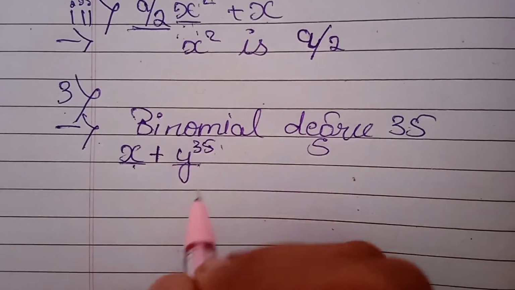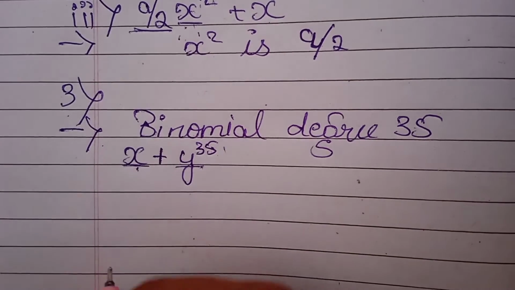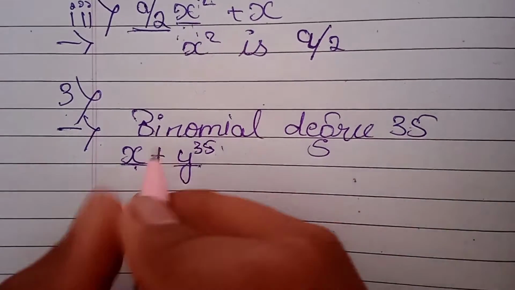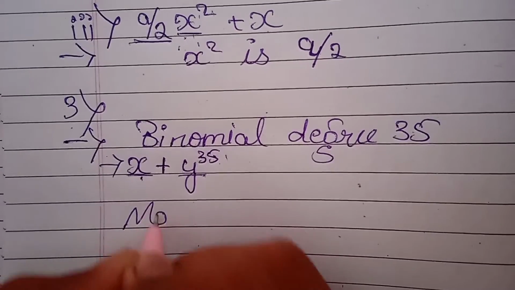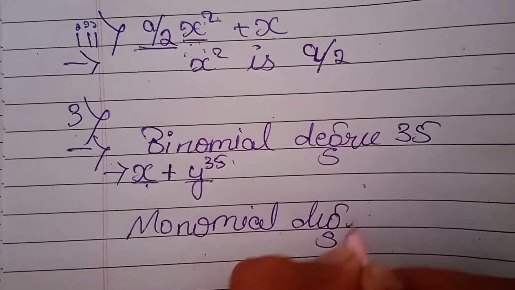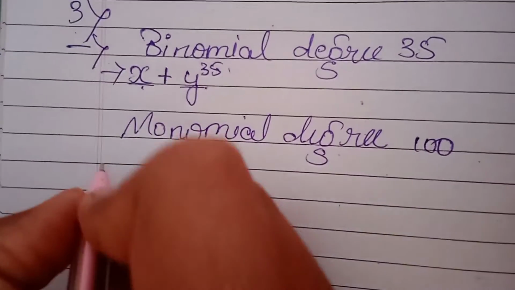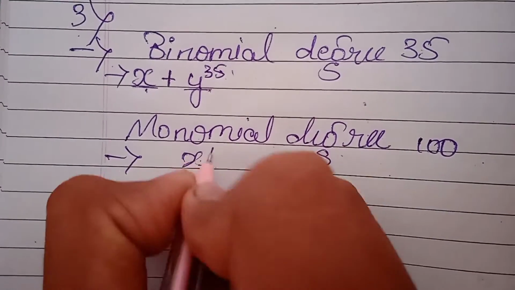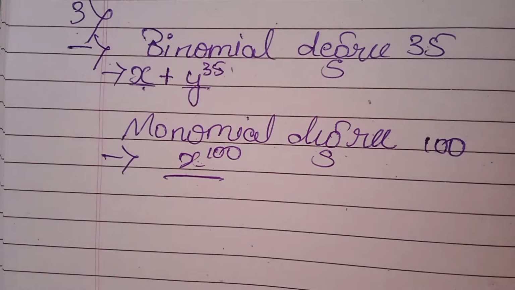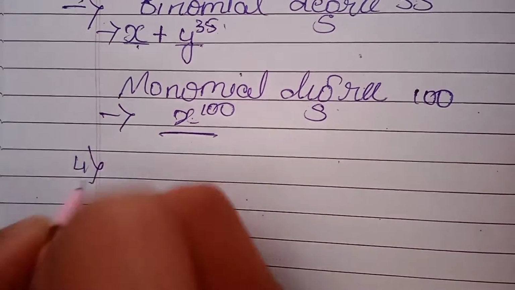We give that, it's simple. Okay friends, and they also said a monomial of degree 100. Monomial means the expression which contains only one term. Write only one term. Monomial of degree 100. Okay, give the example x raised to 100. That is simple friends. Okay, we will move to the fourth question.